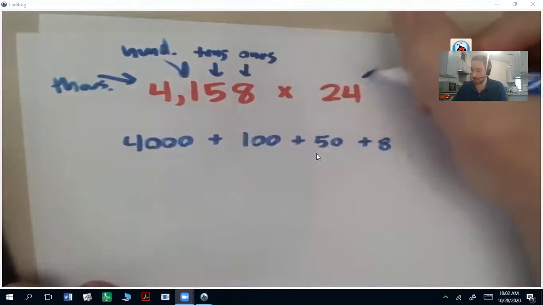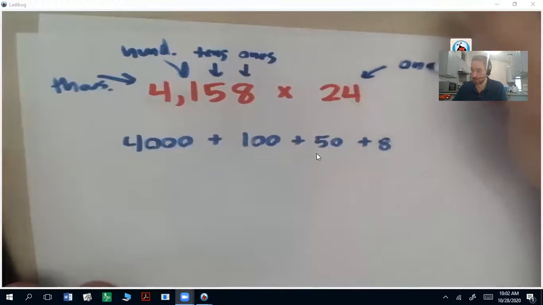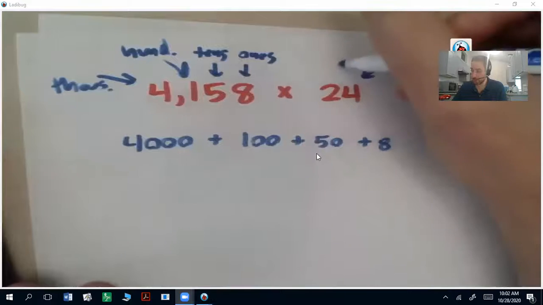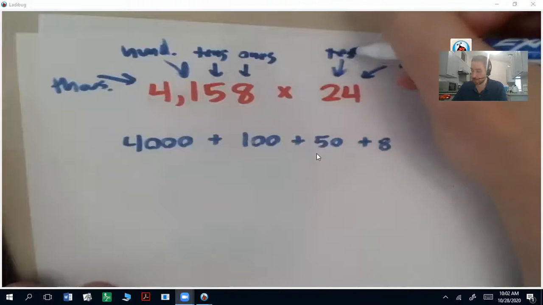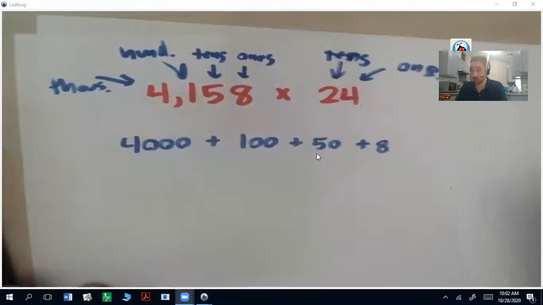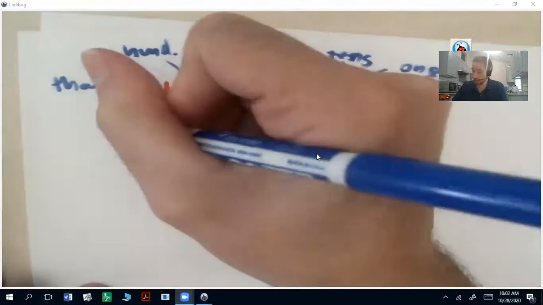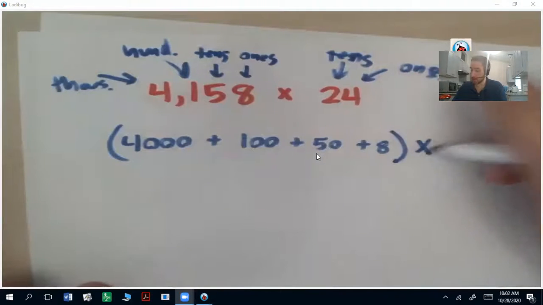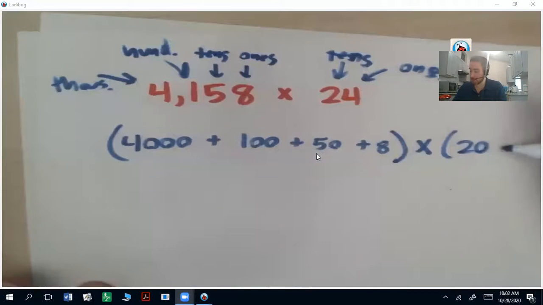And the same thing here. This is going to be ones. This is going to be tens. And that's going to be times 20 plus 4.